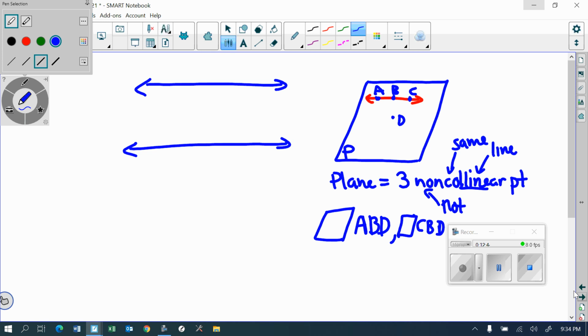Okay? The second way of naming a plane is by a capital letter. It can't be a lowercase letter. A capital letter in one of the corners. So this could also be called plane P. Okay? So that's the way you name a plane, just so you know. All right, so back to over here now.